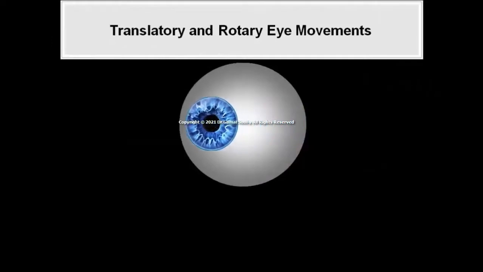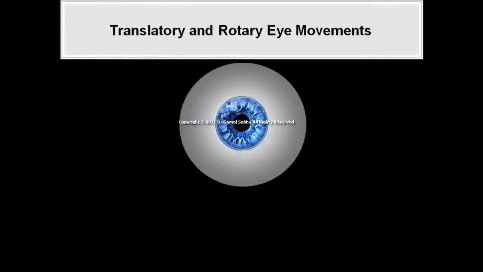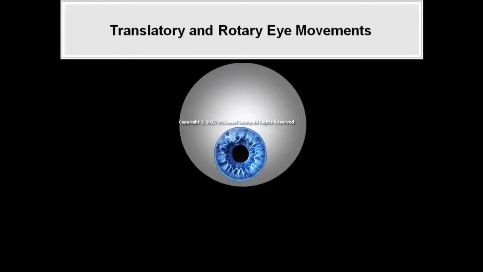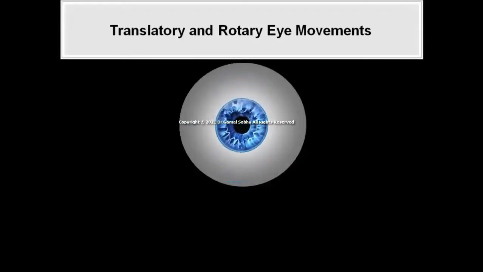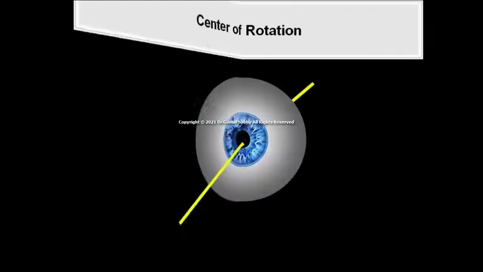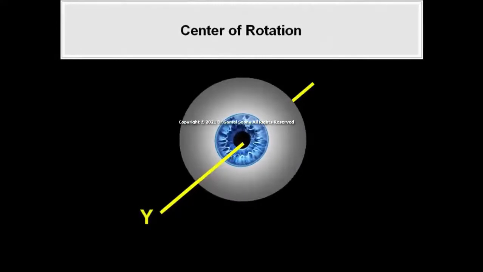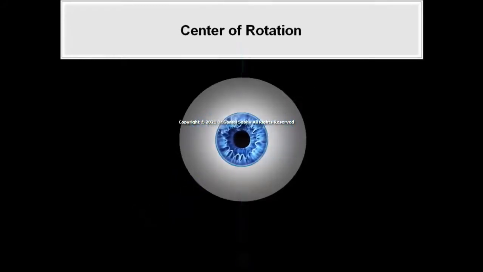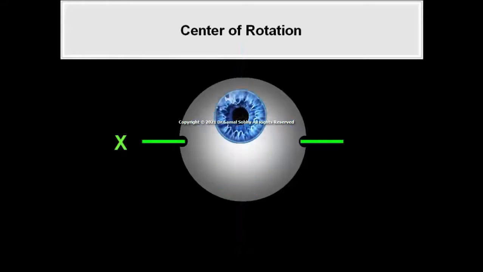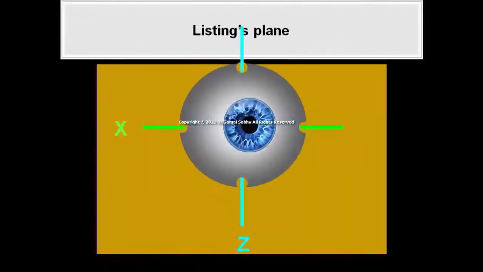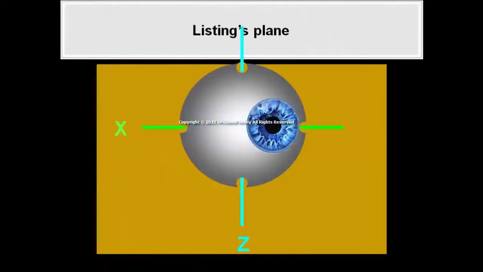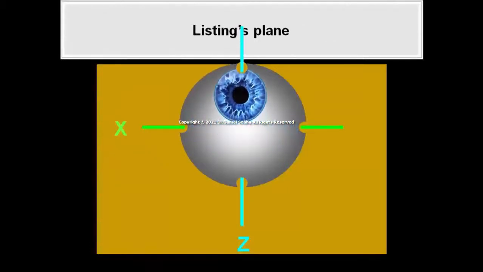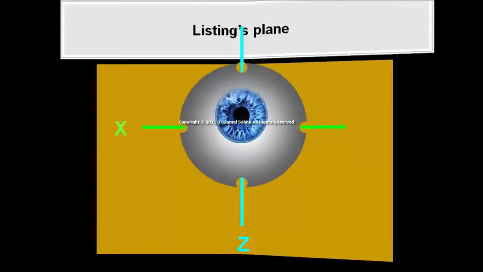The eye performs rotary movements around a center of rotation located 13.5 mm behind the apex of the cornea. The eyeball can rotate around one of three axes: the anteroposterior, y-axis, the vertical, z-axis, and the horizontal, x-axis. Listing's plane is a plane that passes through the center of rotation and the equator of the globe. The vertical and the horizontal axes of rotation lie in Listing's plane.